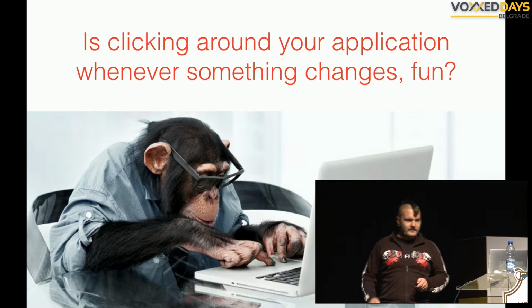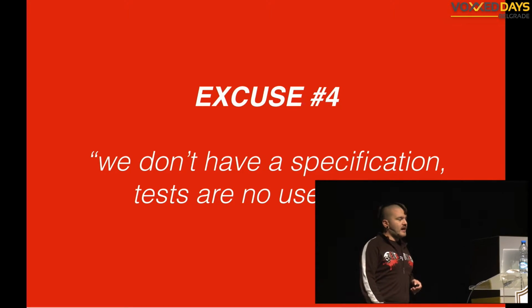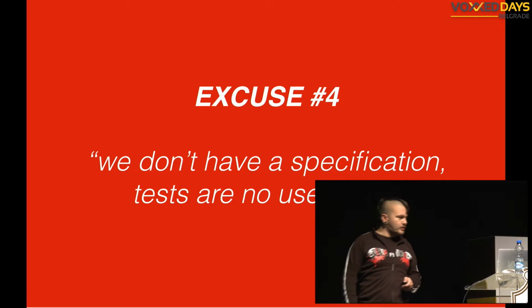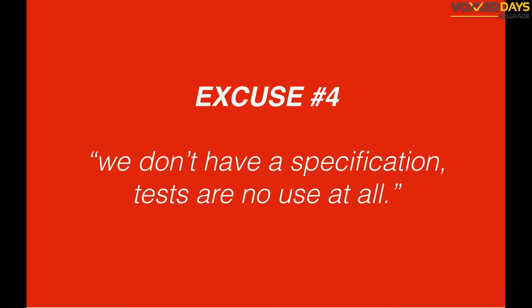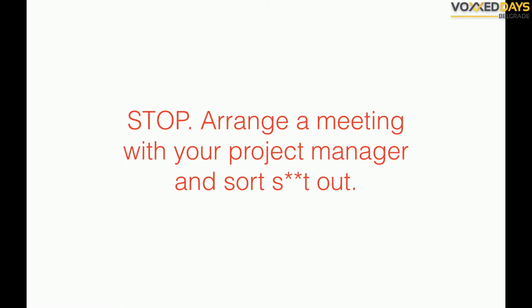Number 4, and this one's a horrible one: we don't have a specification, tests are no use at all. Okay, my question for everybody that ever said this is, if you don't have a specification, how the hell are you even programming? How the hell do you even know what to program? Are you just making up user requirements or application requirements? At that point, I would say just stop, arrange a meeting with your project manager, product manager, CEO, CTO, or whomever, and sort stuff out.